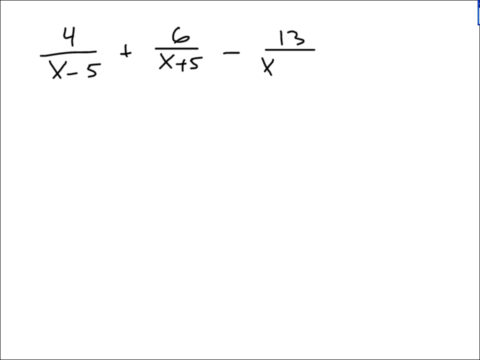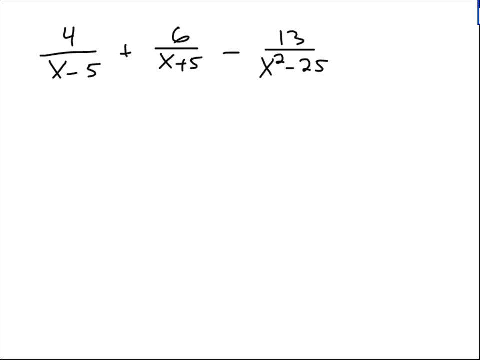Okay, let's continue with one more problem. Suppose you have 4 over x minus 5, and you would like to add 6 over x plus 5, and you want to take away 13 over x squared minus 25.